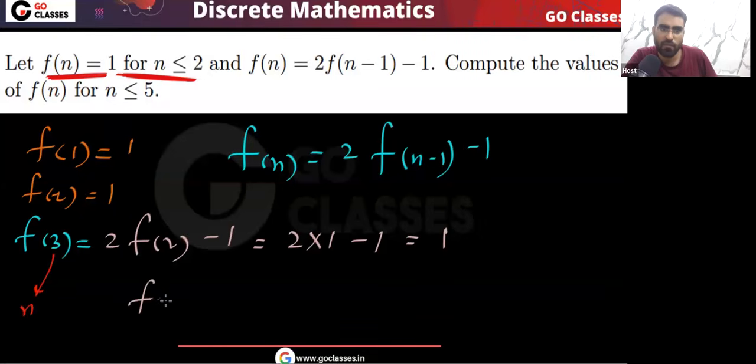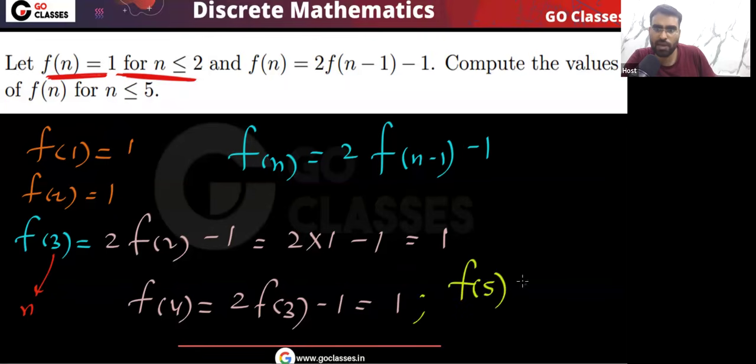What will be f4? f4 will be 2 into f3 minus 1, that also will be 1. Similarly, f5 will be 2 f4 minus 1, that also will be 1. You can check it out. So all of them will be 1 actually. Here, all fi will be 1.